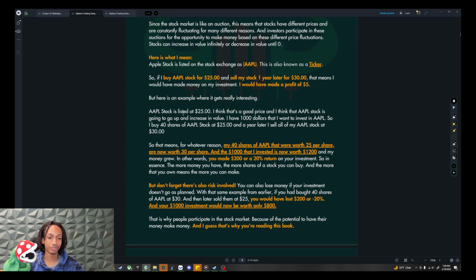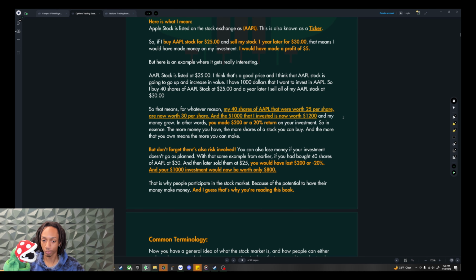Continuing with that example, Apple stock is listed at $25, and you think that's a great price, so you buy it. Apple stock increases to $30, and you have $1,000 that you want to invest in Apple. If you buy it at $25 with $1,000, you end up buying 40 shares, and then you sell those 40 shares a year later at $30. That means your 40 shares that were worth $25 per share are now worth $30 a share, and that $1,000 you invested is now worth $1,200. So you made $200 or a 20% return on your investment.